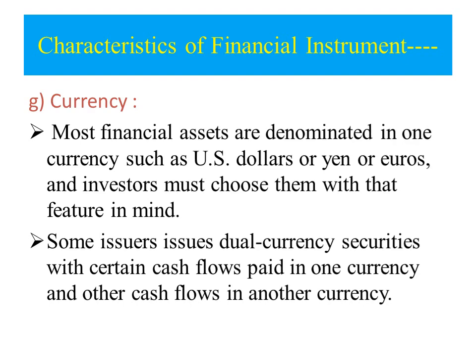The other characteristic of financial instrument is currency. Most financial assets are denominated in one currency, such as US dollars, or yen, or euros, or others, and investors must choose them with that feature in mind. Some issuers issue dual currency securities, with certain cash flows paid in one currency and other cash flows in another currency.